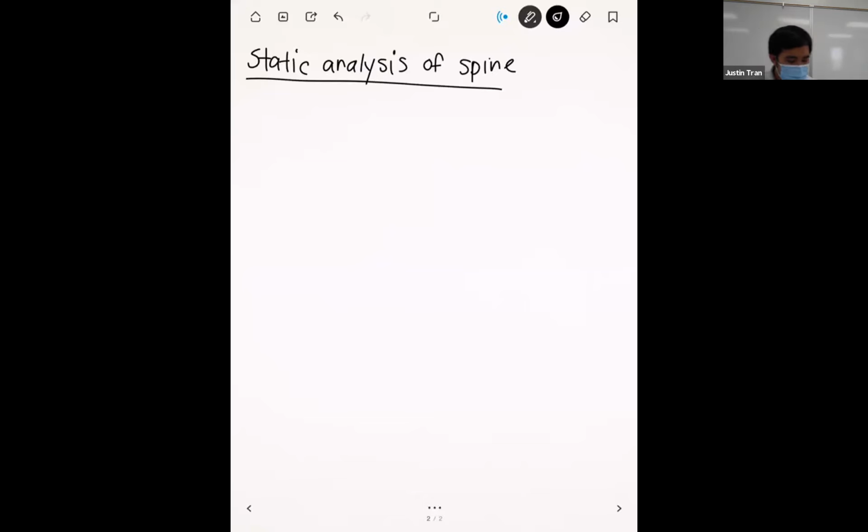And so last week we left off talking about static analysis of the spine. All right. And so, I call this static analysis of the spine, but really what we're focusing mostly on is the lower back or the lumbar spine. Okay, because as we'll talk about later when we talk about injuries of the spine, that's the part that generally people hurt most. Okay.